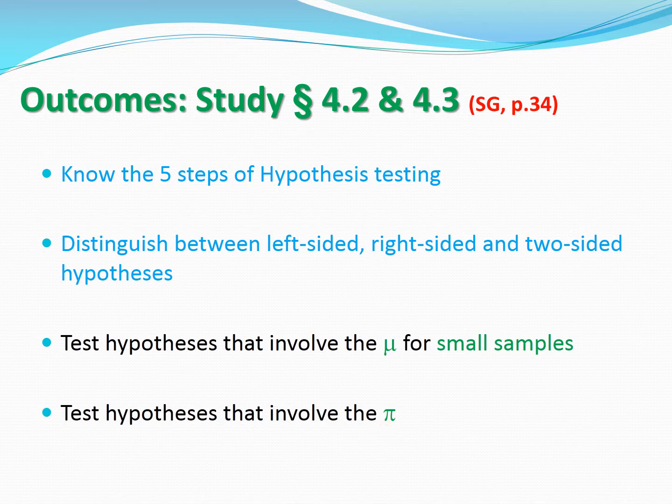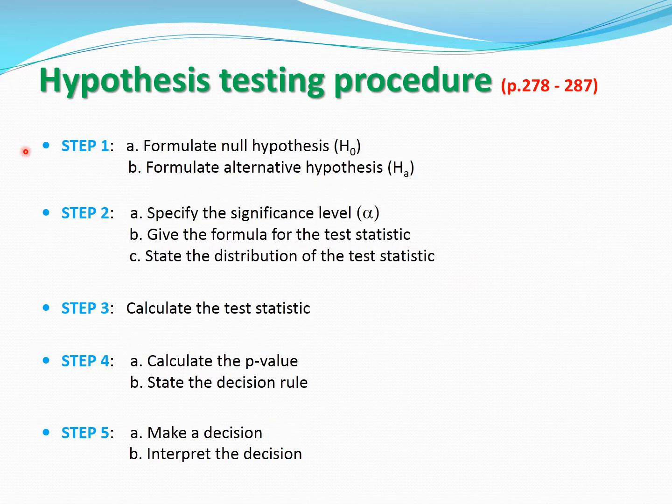So when we test population proportions, look out for something like percentages or rates, or so many out of so many people prefer something, for instance. And then we are going to use the same 5 steps that we did in the first part, and you should also still be able to distinguish between left-sided, right-sided and two-sided hypotheses. So we are still going to apply these 5 steps discussed in part 1.